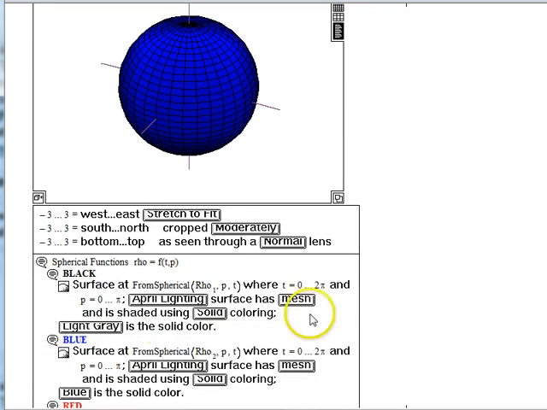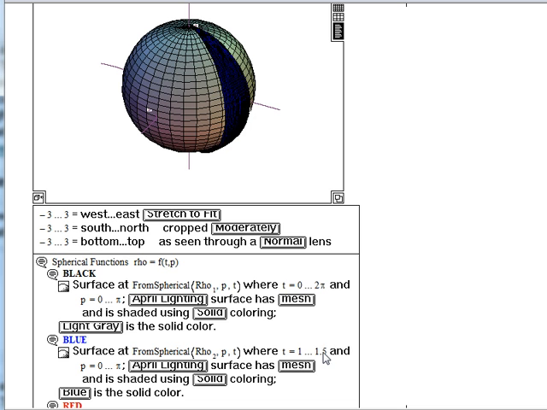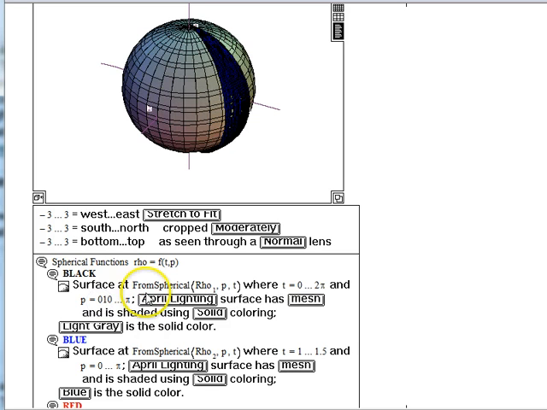Now let's take a look at this. In the blue one, let's start my theta at 1 radian, and let's go to 1.5 radians. So there's a wedge there that's from 1 to 1.5 radians. Phi is still going from 0 to pi. So let's let phi go from 1 to 1.5 as well.